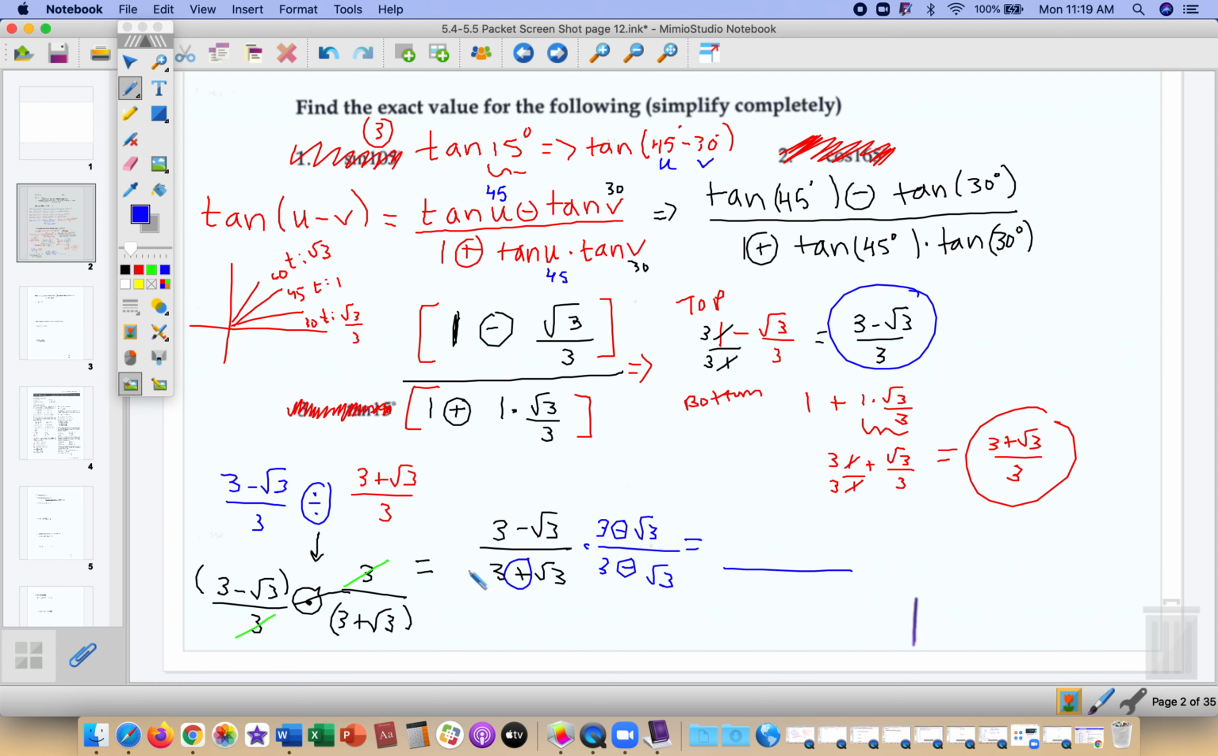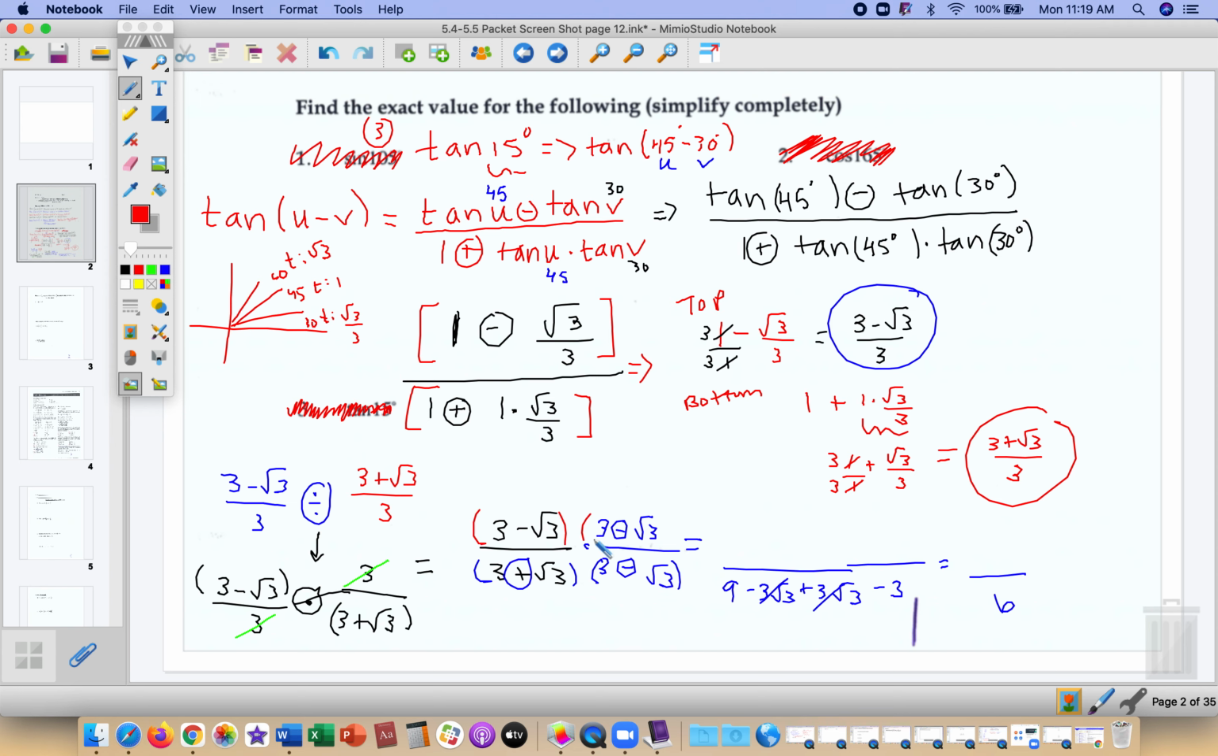So in the denominator, if we were to distribute, we'd have 3 times 3 or 9. 3 times negative root 3 would be negative 3 root 3. Then root 3 times positive root 3 is 3 root 3. Positive root 3 times negative root 3 is negative 3, right? Root 3 times root 3, it's gone. These cancel. So we'd have 6 in the denominator, right? 9 minus 3.